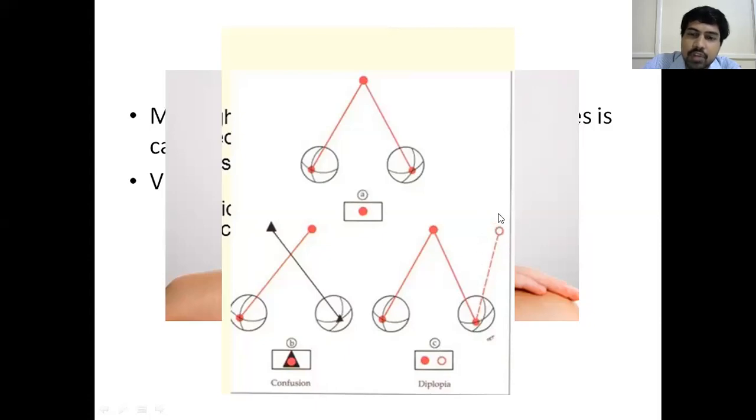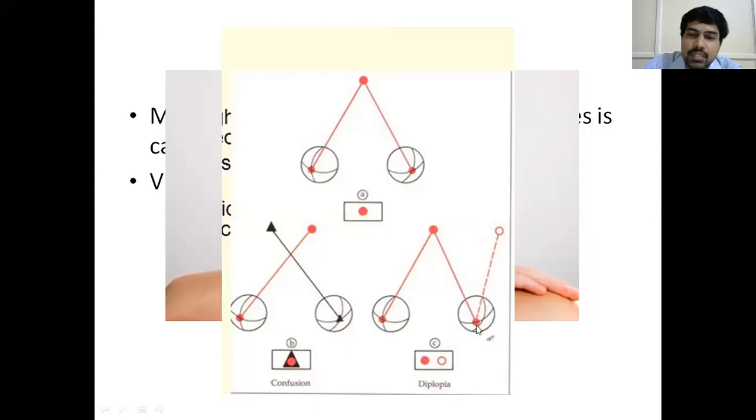So it appears as if the object is located somewhere towards the right side of the actual object. So that's why you get double vision. You start seeing two images. One image is the exact correct image of the straight eye. That is, this is the normal eye. It falls on the fovea. So this one you are seeing exactly in its location where it is present, straight in front of you.